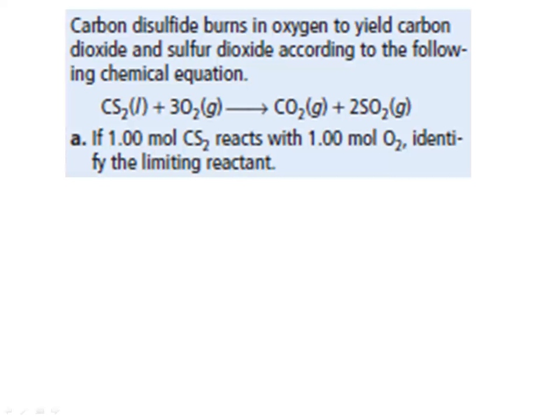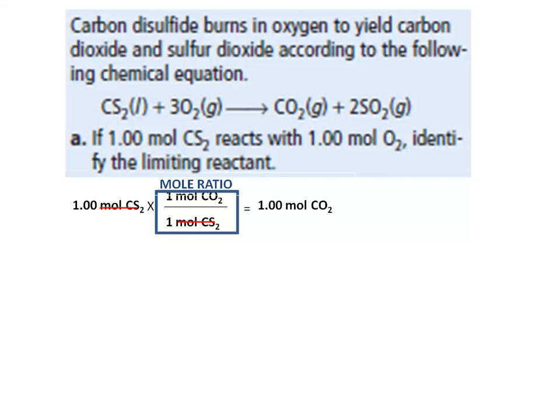If we look at the last one that we're going to do in this video, it starts off saying 1 mole of CS2 reacts with 1 mole of O2. Identify the limiting reactant. So simple mole ratios. Again, we can pick either product in this one. I'm going to pick CO2 as long as I use it for both of them. And I get 1 mole of CO2 is produced from 1 mole of CS2.